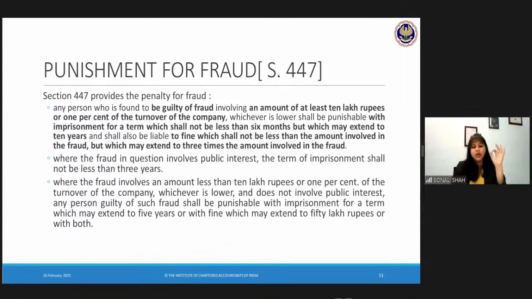The third situation is where the amount is less than 10 lakh or 1% of the turnover of the company, whichever is lower, and does not involve public interest. Amount is also less, public interest is also not involved. So the punishment here will be maximum imprisonment only up to 5 years and the fine will be maximum up to 50 lakh rupees or both.